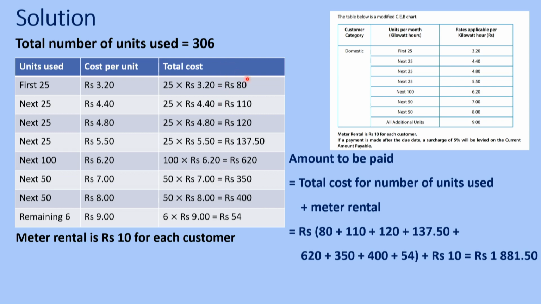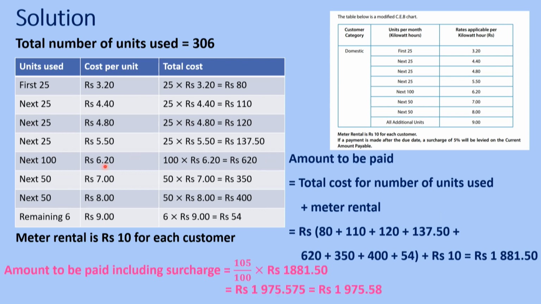So it's going to be 80 plus 110 plus 120 plus 137.50 plus 620 plus 350 plus 400 plus 54 plus the 10 rupees meter rental, which is 1,881 rupees and 50 cents. Then we have the surcharge, which is 5%.